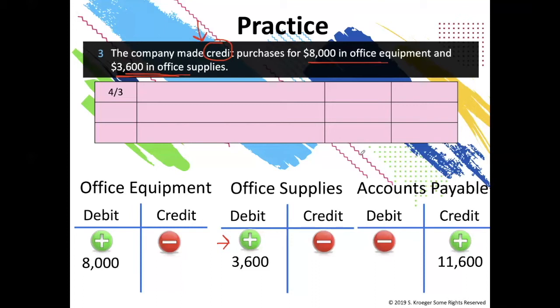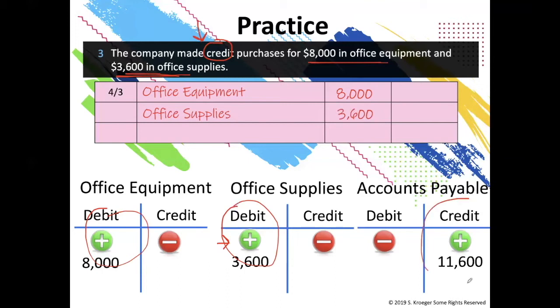We still need to do our debits first, our credits last, and debits still need to equal credits. Which account should we journalize first? It would be the two debits, office equipment and office supplies. These are both my debits. Office equipment, debit of 8,000. Then we have office supplies, a debit of 3,600. Then we will do the credit. Remember, we indent this, accounts payable, 11,600. My debit column has to equal my credit column. 11,600 equals 11,600. Good job, it equals.